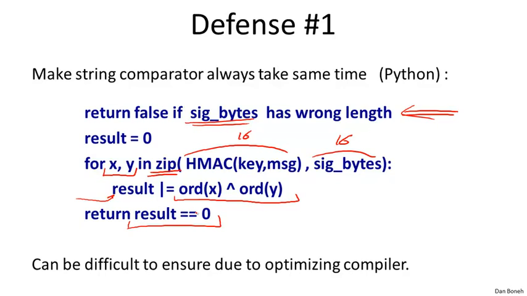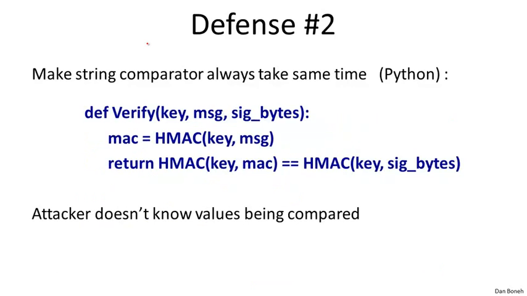However, this can be quite problematic because compilers try to be too helpful here. An optimizing compiler might look at this code and say, hey, wait a minute, I can actually improve this code by making the for loop end as soon as an unequal pair of bytes is discovered. And so the optimizing compiler could be your Achilles heel when it comes to making programs always take the same amount of time. A different defense, which is not as widely implemented, is to try and hide from the adversary what strings are actually being compared. Let me show you what I mean by that.